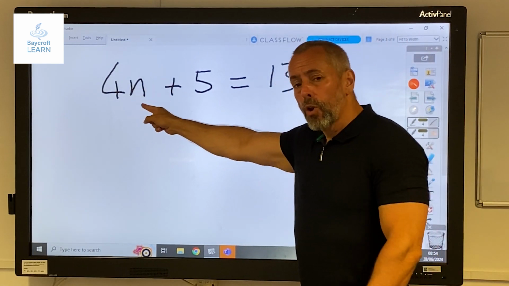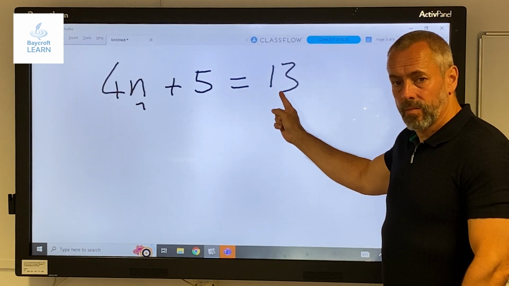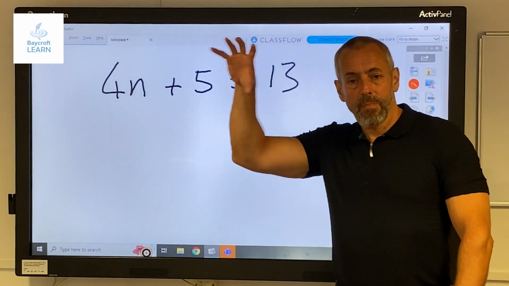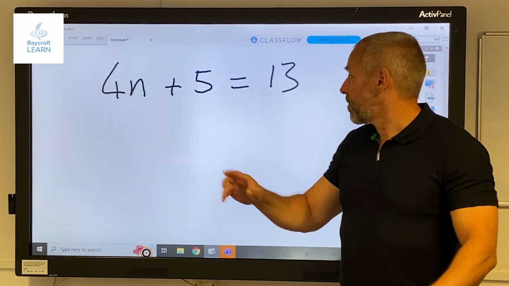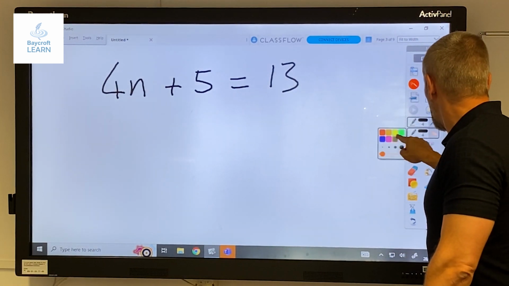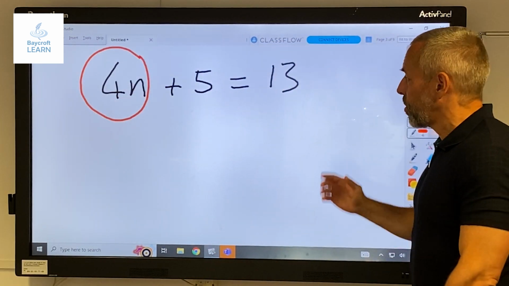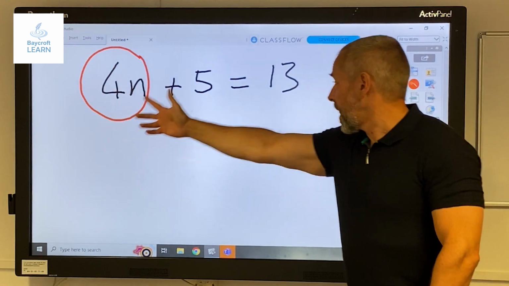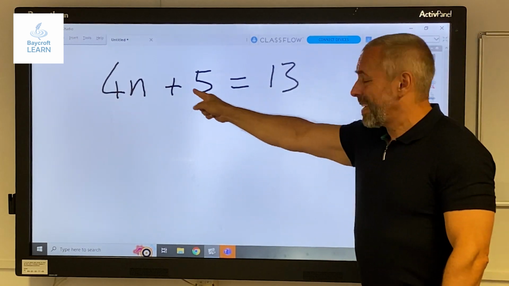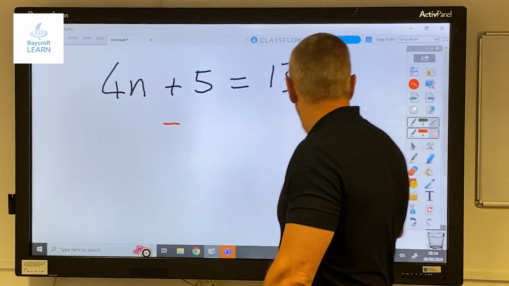This is saying that 4 lots of n plus 5 will give us 13. So what we need to do when we're using the balancing method is end up with numbers on one side and letters on the other side of the equals. And by numbers and letters, letters essentially will be this bit here, 4 lots of n. Okay, so we want letters on one side, numbers on the other. Well, what's stopping us doing that at the moment? It's this plus 5. How do we get rid of 5? We simply take away 5.